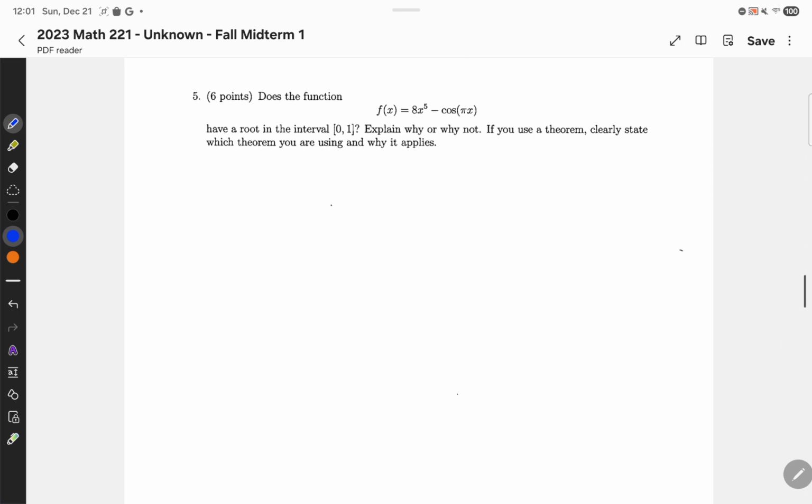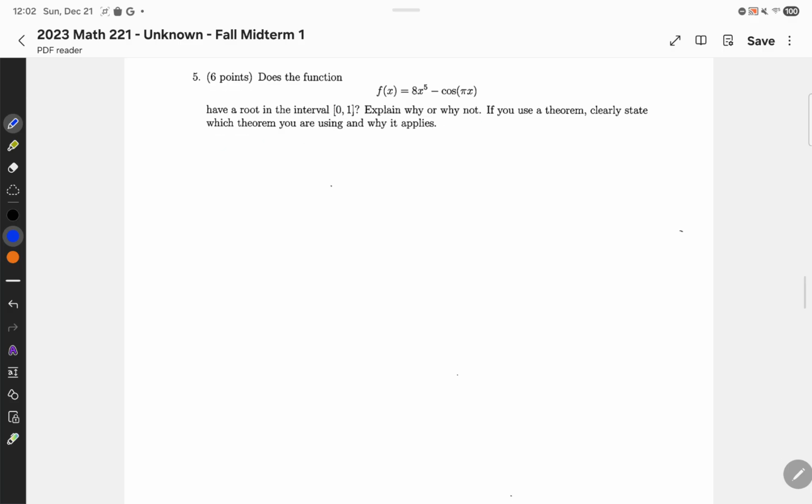Now we can move on to question number 5. Does the function f of x equals 8x to the 5th minus cosine pi x have a root on the interval 0 to 1? Explain why or why not, and if you use a theorem, clearly state which theorem you're using and why it applies.